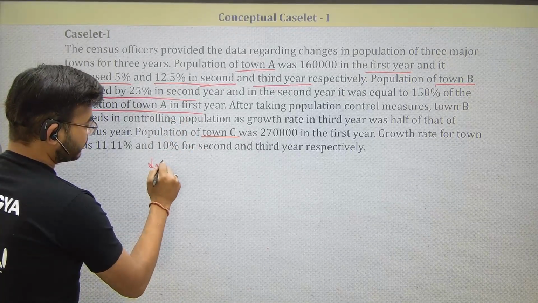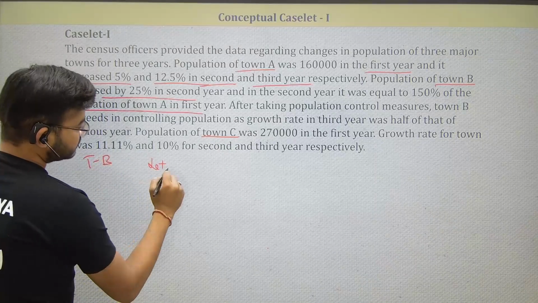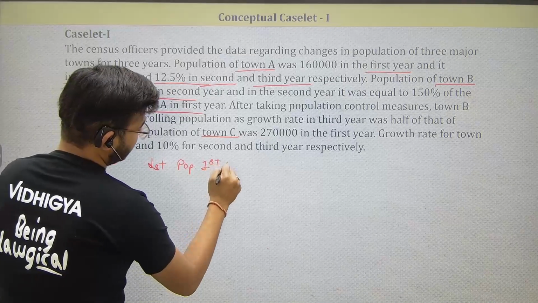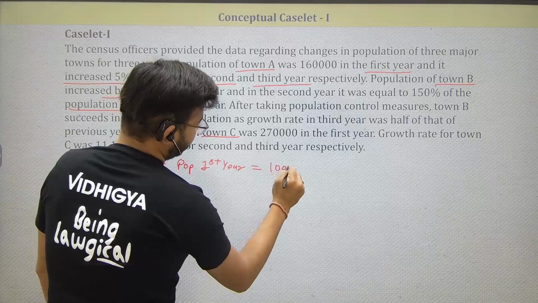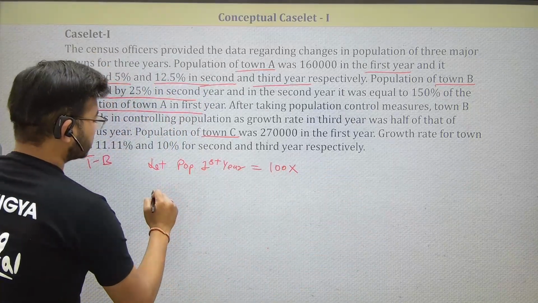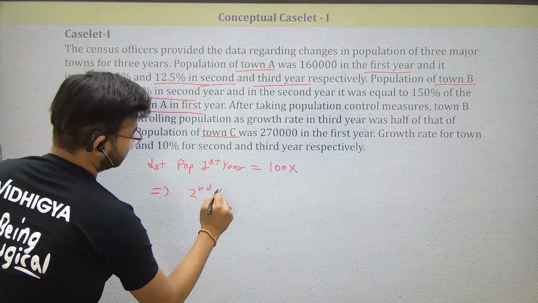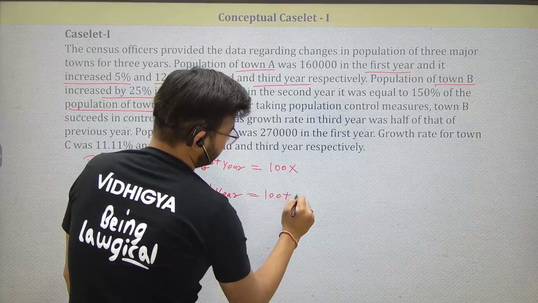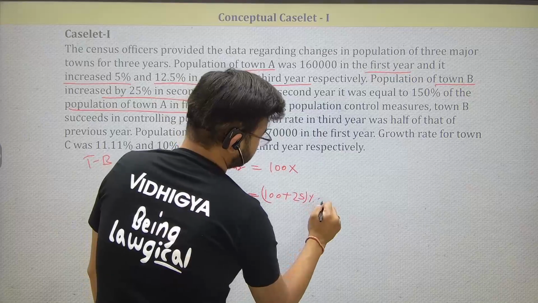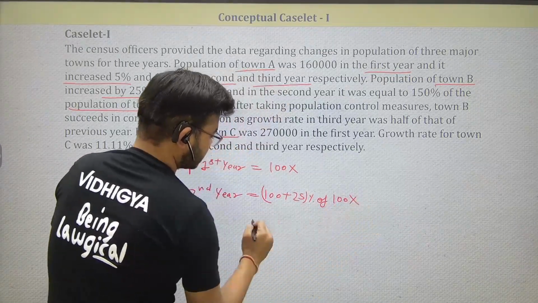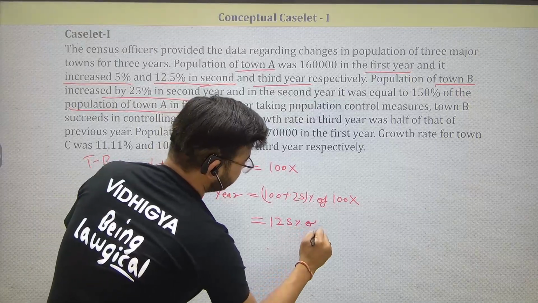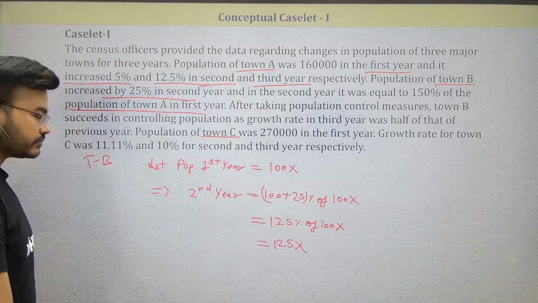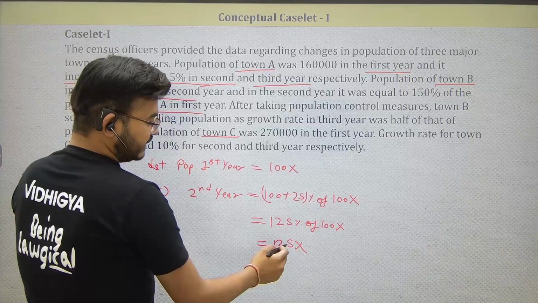So let us assume for town B that the population in the first year be 100x. This implies the population in the second year, which increased by 25%, becomes 100 plus 25% of 100x. That will be equal to 125% of 100x, which is 125x. So this is the population in the second year in terms of x.